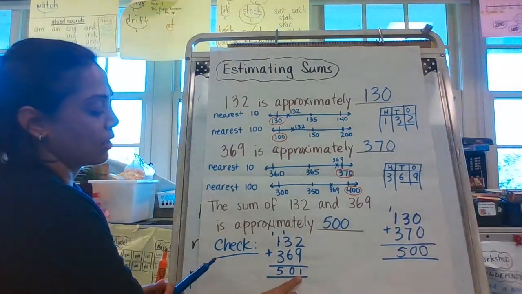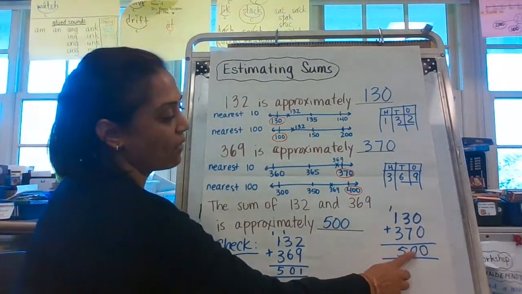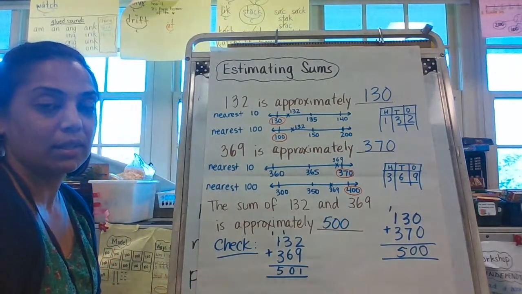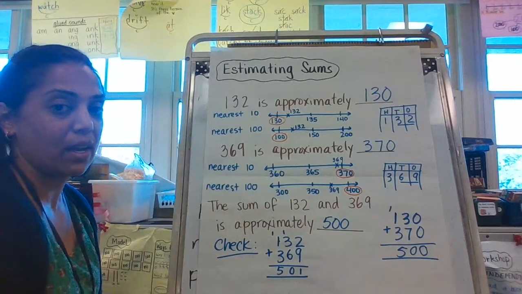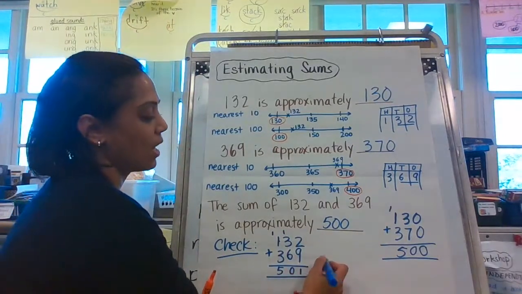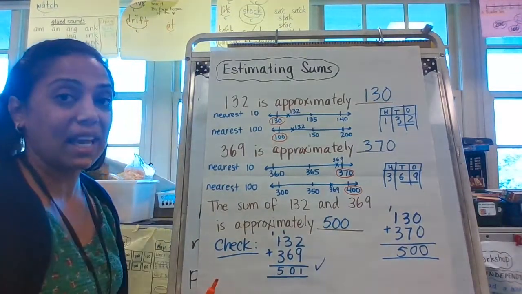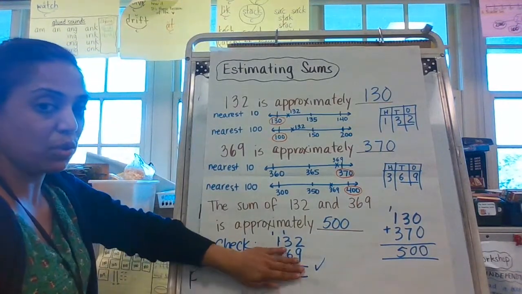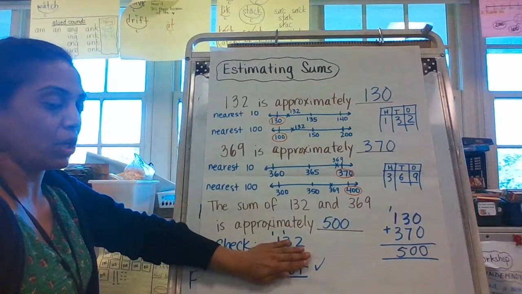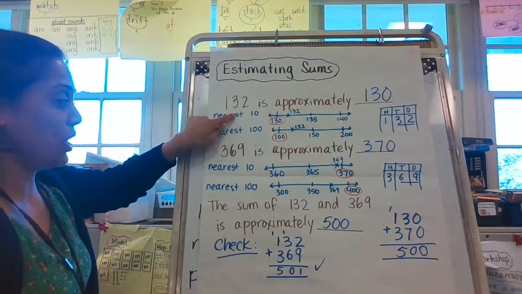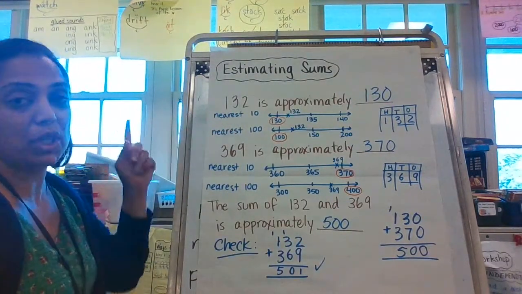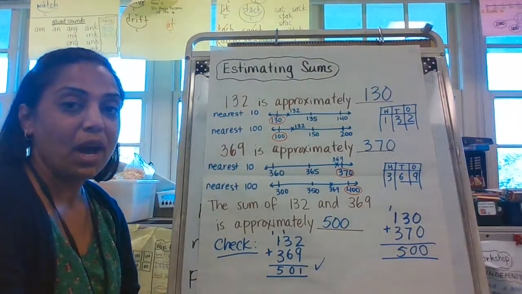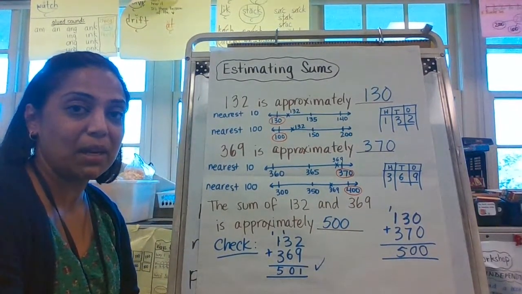Is 500 close to 501, the exact answer? Yes, it's only one away. So this kind of gives us an idea, okay, my approximated answer is close to the exact answer. You don't have to do this step. This is just if you want to check. Also, you don't need to show the nearest 10 and 100. You need to pick one way. Okay, so I hope this video helps you finding the estimated sums.